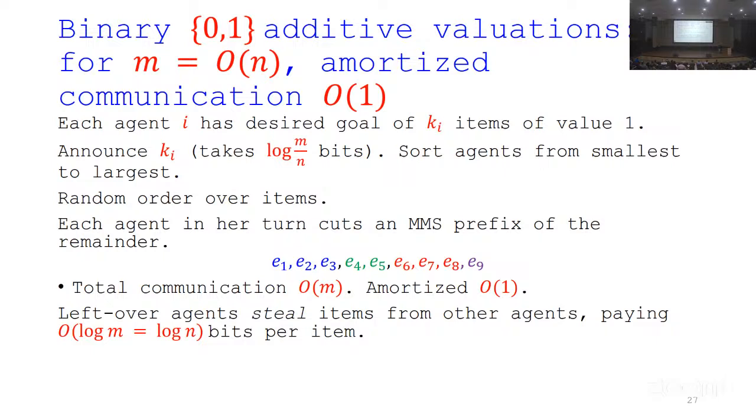Okay, so after we have these numbers, we sort the agents in increasing order, from the one with the smallest demand to the largest demand in terms of items of value 1 to herself.